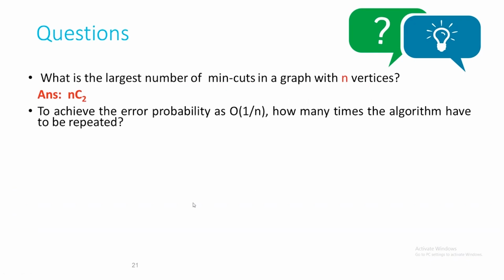Now, this one you have to complete. To achieve the error probability as order of 1 by n in the fast min cut algorithm, how many times does the algorithm have to be repeated? Sorry, the fast min cut is missing here. I will repeat the problem. To achieve the error probability as order of 1 by n, how many times does the algorithm have to be repeated?